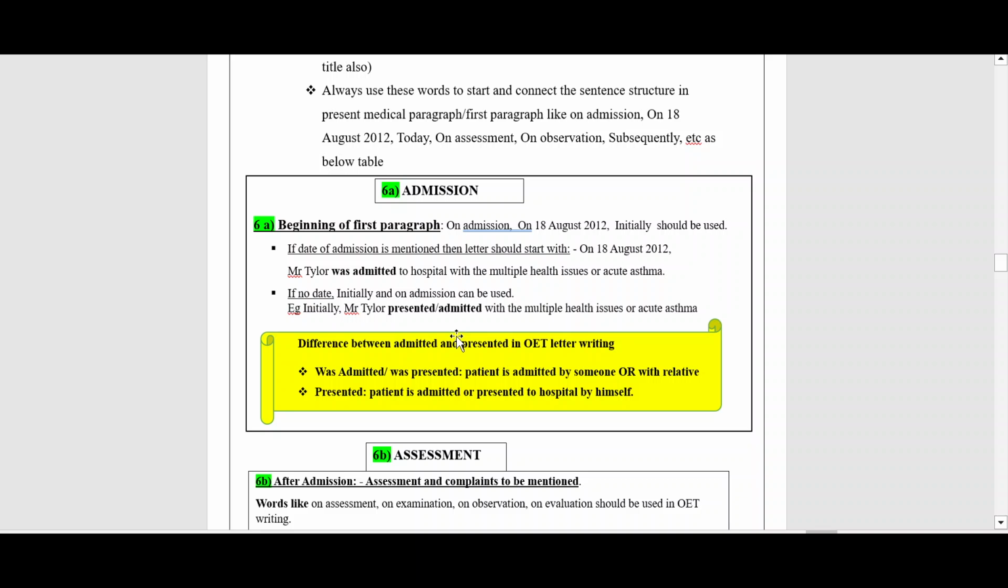And I'm not going to explain this letter writing in detail, which I feel is going to take a lot of time, and I'm sure that everyone will understand what I have noted here. It's almost all clearly listed here for your better understanding.